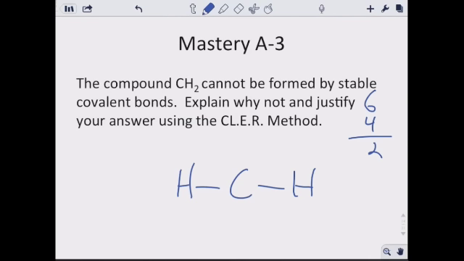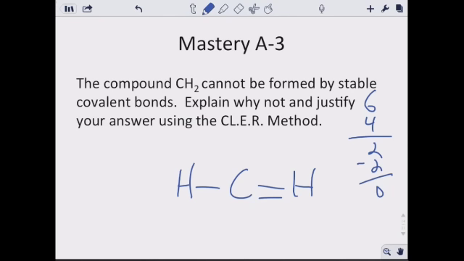So when we're looking at this, carbon needs 4 more, right? So it needs 4 more. We only have 2 left. Well, we can do a double bond, but guess what? That took care of 2. Now we have 0 electrons left, and carbon still doesn't have an octet.